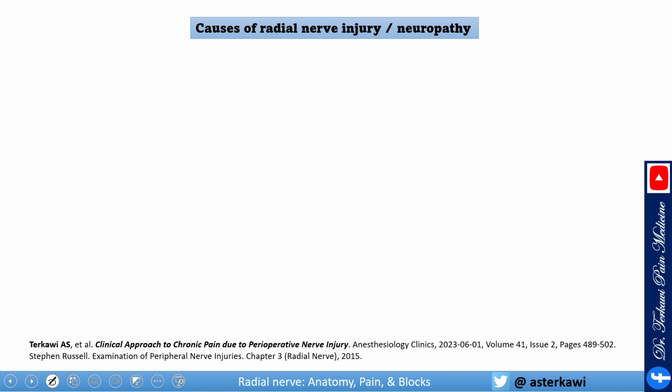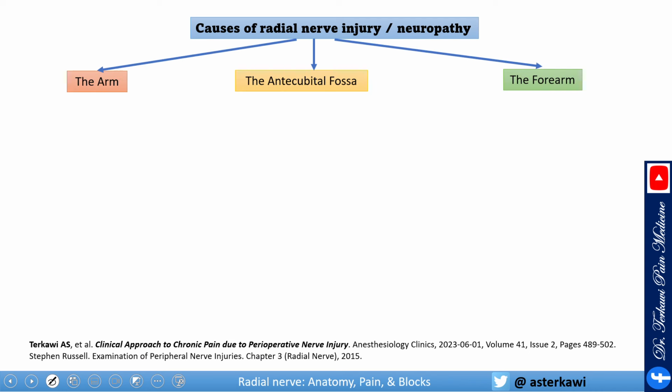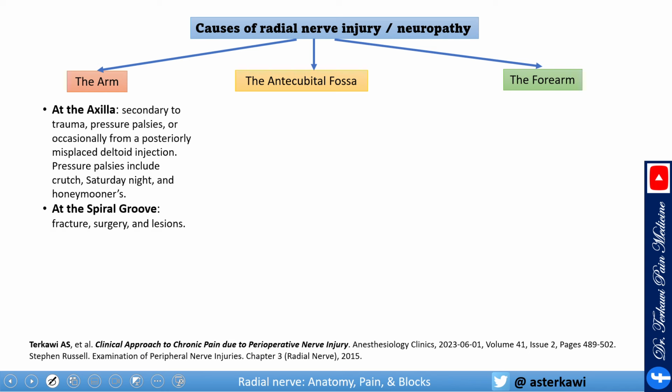Okay, so what causes radial nerve injury or neuropathy? I divided them into arm, antecubital fossa region, and forearm. So in the arm, in the axilla specifically, you can get trauma, pressure, posteriorly displaced deltoid injection, and crutches.